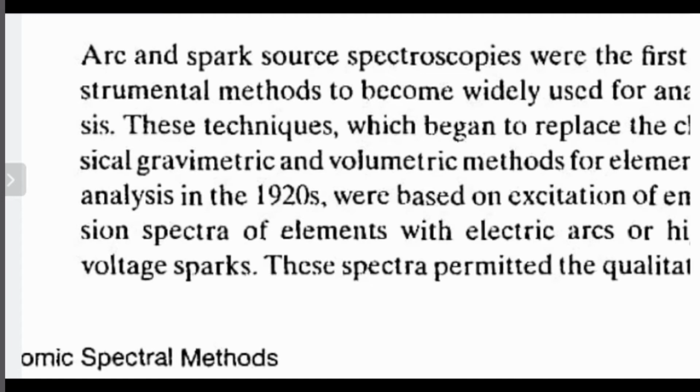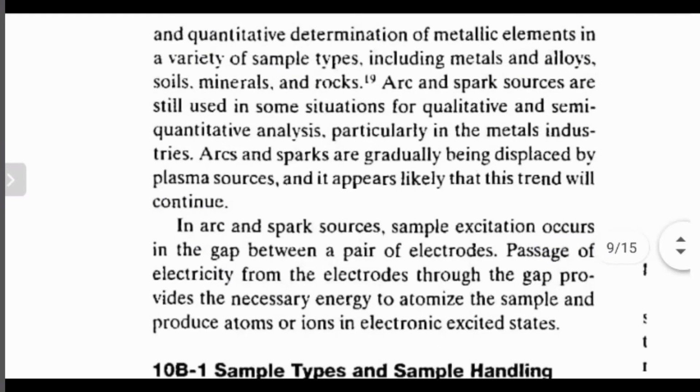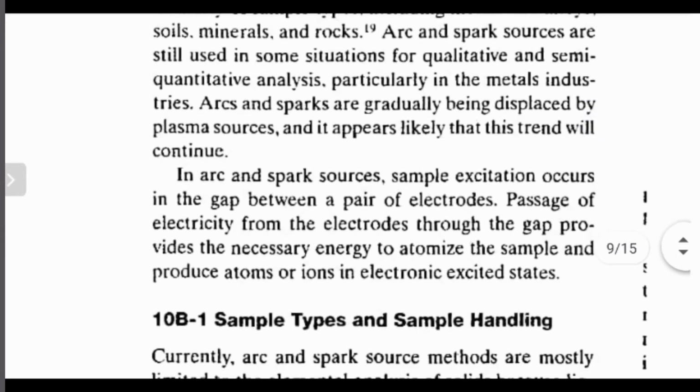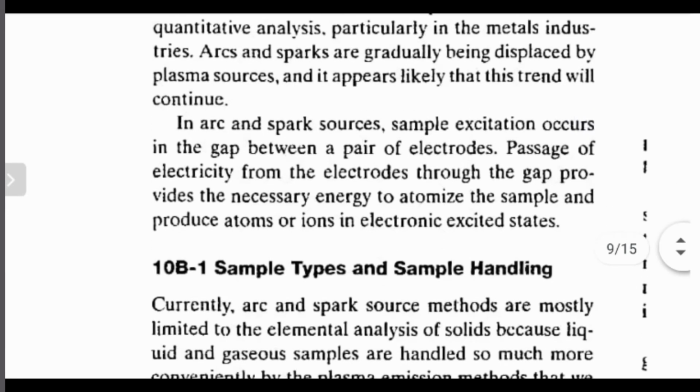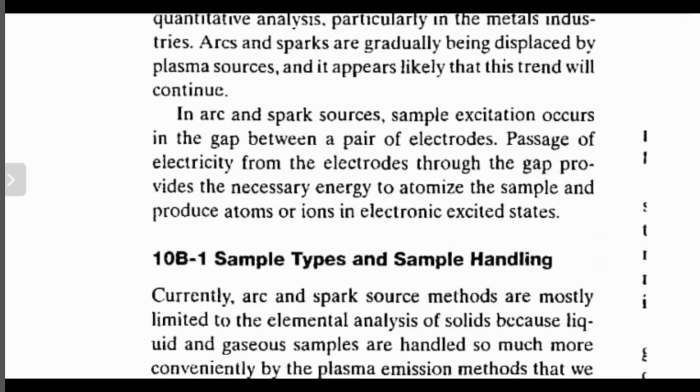Okay, and the main use or the limitation of arc and spark sources, we can say, is that arc and spark sources are only applicable for solid samples up to now. But our DCP and ICP sources can be useful for solid, liquid as well as gaseous samples. Again, the spark sources will use two types of electrodes, a pair of electrodes, so that the arc is developed.